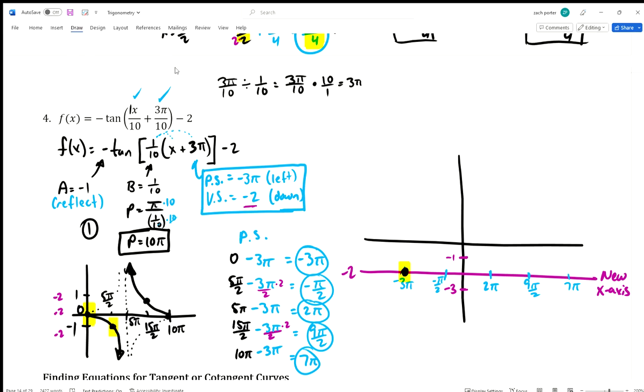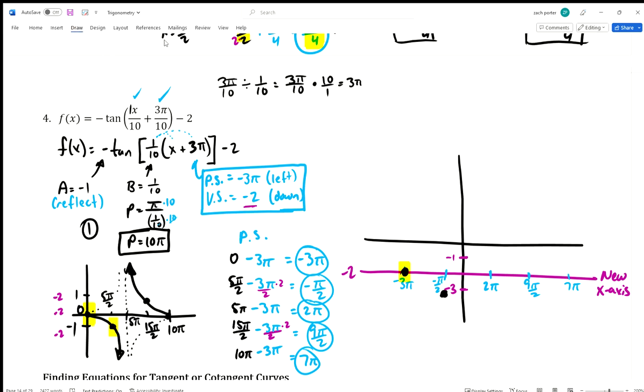Okay, so that's the new x value, negative pi over 2, and the y value is negative 3. Those are kind of close to each other. Careful. Okay, and then my big dot. And then my next important x value is where I have the asymptote.